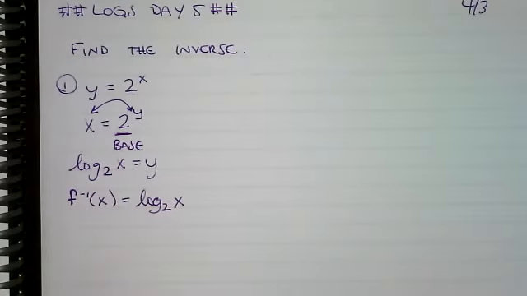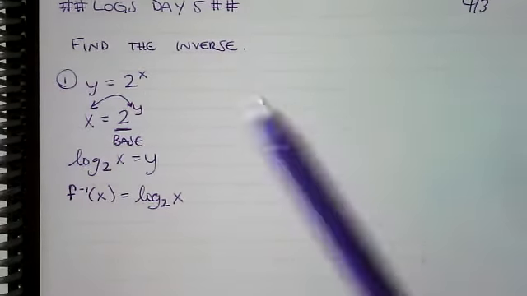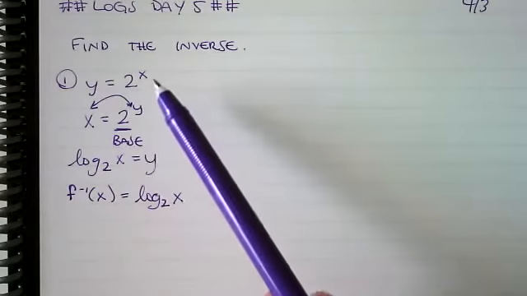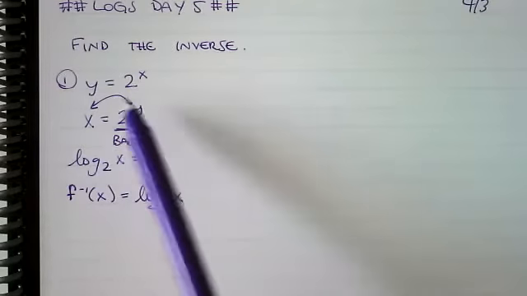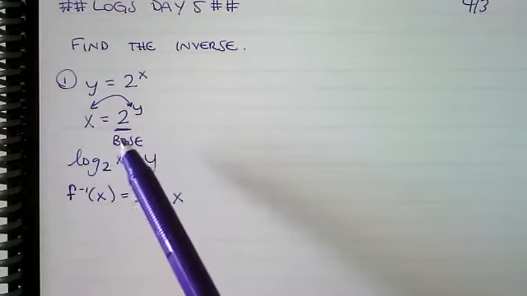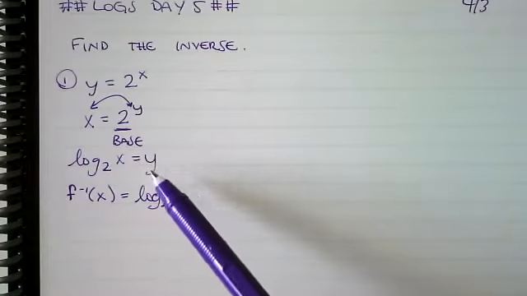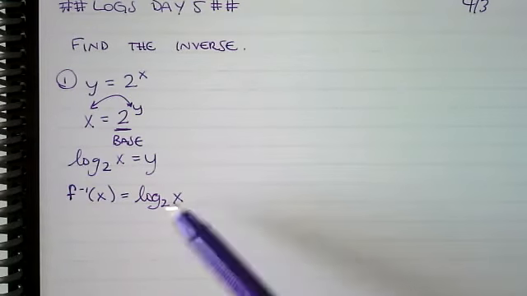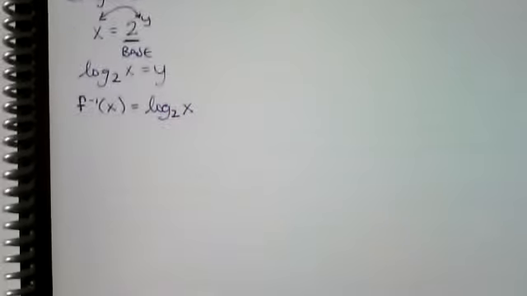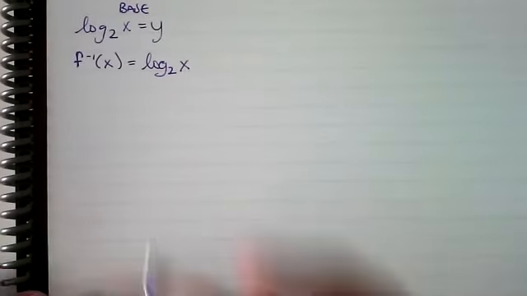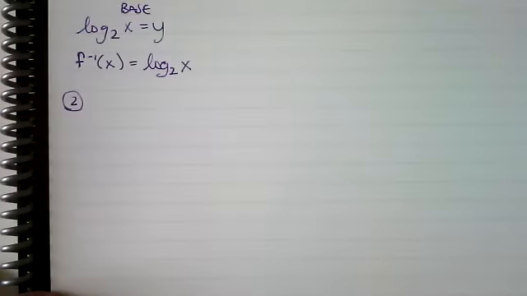Okay, so there's our first example. Remember, every time you're finding the inverse, switch your x and your y. Then because of the way that this is written, you're going to have to change it into a log and then just rewrite it. Okay, so we're going to do one that's a little more difficult. That's an exponential still. Okay, so here's example 2.